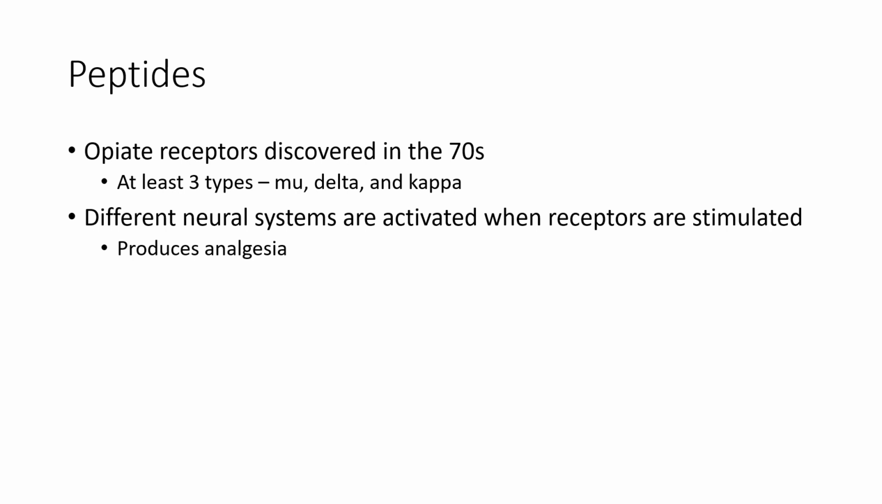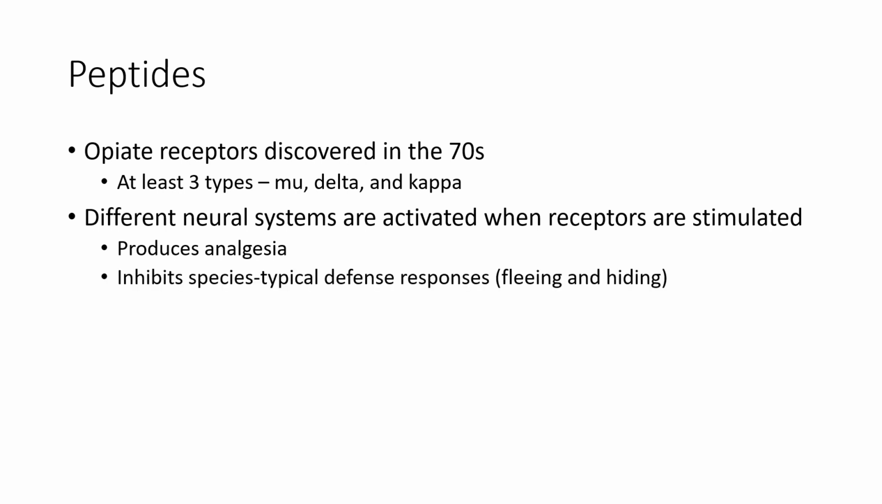Different neural systems are activated when receptors are stimulated by a peptide. So, for example, some of the results can be analgesia, which overall means numbness. It can inhibit what we call species-typical defense responses. We as humans have these, but non-humans have these types of behaviors as well. They're called species typical because most members of the species perform these typical behaviors. These could be looked at as fleeing responses, fighting responses, hiding responses.